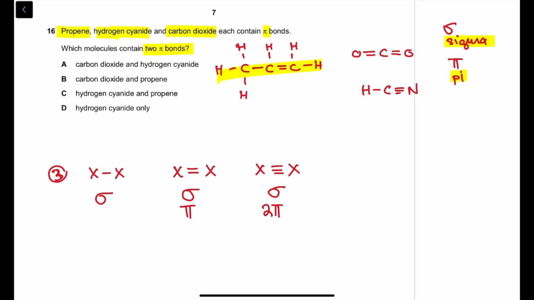Now let's look at the 3 compounds they have given us. They've given us propene, carbon dioxide, and hydrogen cyanide. Propene has 1 double bond, which must mean there's only 1 pi bond present. Therefore, anything that includes propene is incorrect, so I can eliminate B and C. Then if we look at carbon dioxide, we have 2 double bonds, so a pi bond per double bond. And then hydrogen cyanide has a triple bond, so there are 2 pi bonds in here. Therefore, both of these have 2 pi bonds. So the answer isn't D because it's not just hydrogen cyanide. Therefore, our answer is A.